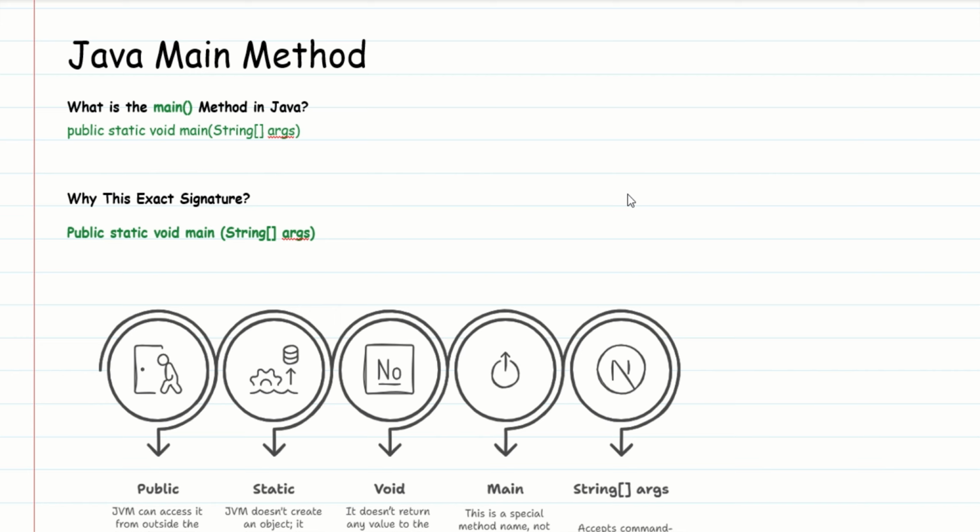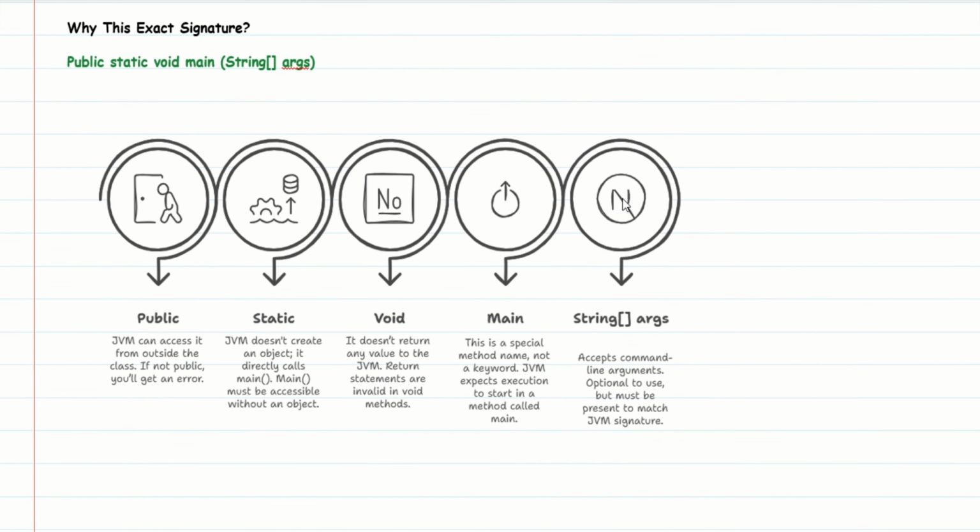So we have public, static, void, main, and String args. Public is an access modifier so that the JVM can access it from outside the class. If it is not public, you will get an error saying main method not public. Then we have static: the JVM doesn't create an object for the class, so it can directly call main. So main must be static, accessible without an object.